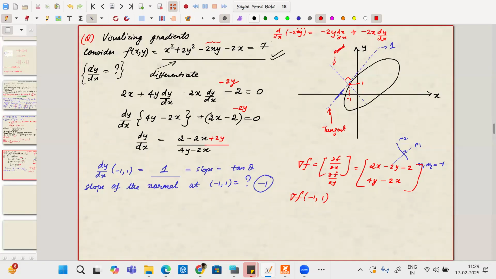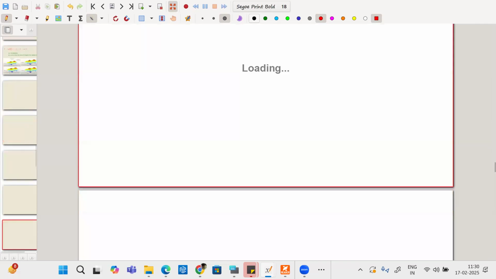What is the value? Just substitute 2 into -1 minus 2 into 1 minus 2, 4 into 1 minus 2 into -1. What's the value? Minus 6 and 6. Can I write this 6? Can I take it outside and write -1, 1? What are you seeing? Are you able to see something here? What is happening here? 6 times -1, 1. -1, 1 means it is this point vector.